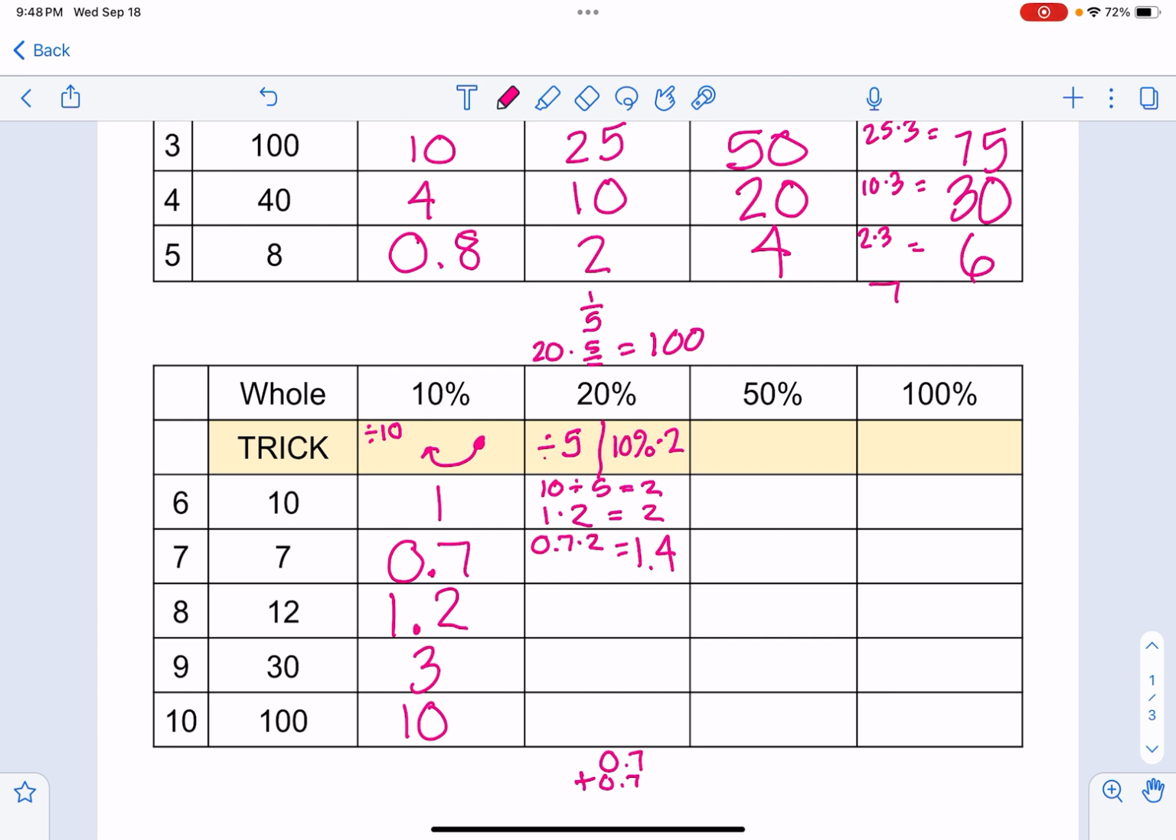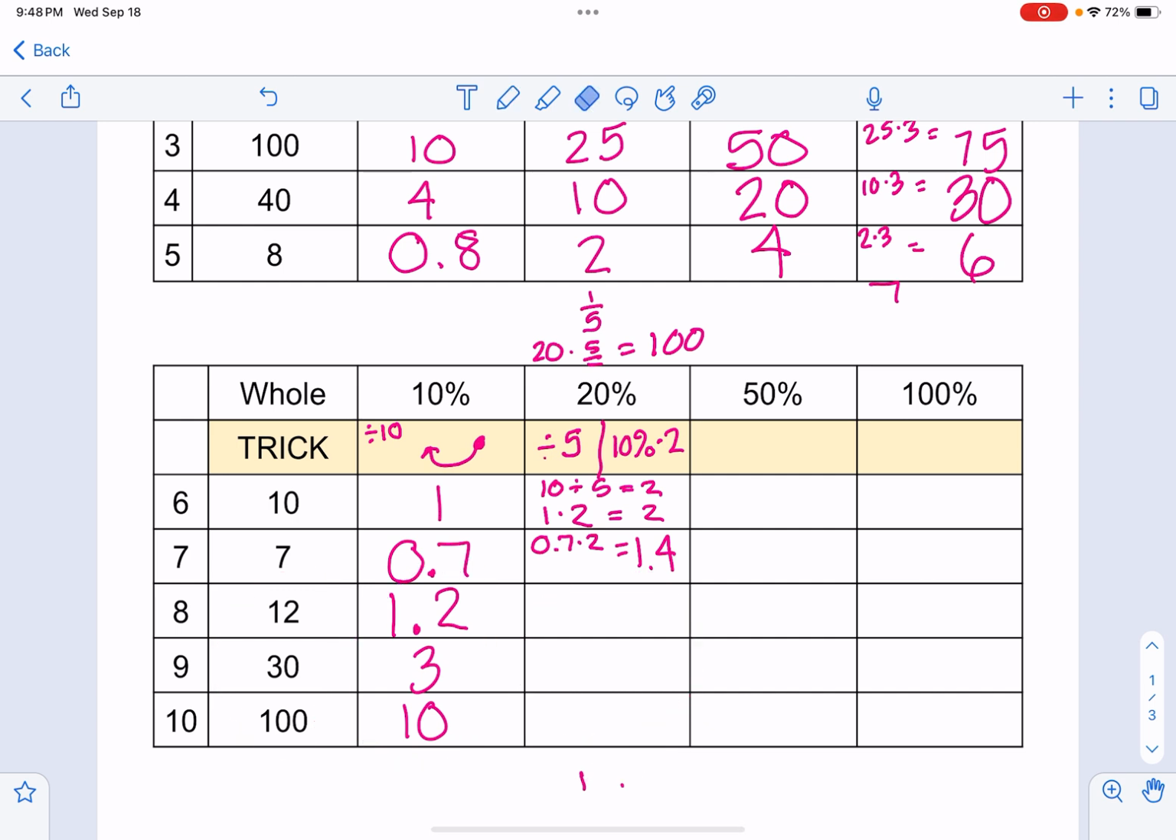All right, so you guys are going to do the 20% for the remaining 3. I would personally recommend taking the 10% answer and multiplying it by 2. Your choice though, you could divide the number by 5 instead and get the same thing. Pause the video, unpause when you're ready to go over it.